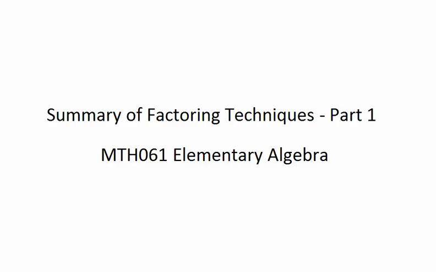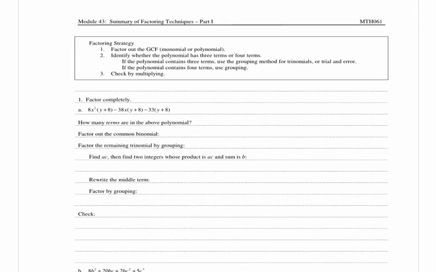In this video, we're going to look at a summary of factoring techniques. In number 1, it says factor completely. In A, we have 8x squared times (y plus 8) minus 38x times (y plus 8) minus 33 times (y plus 8). And the first question they ask is how many terms are in the above polynomial? And we have 3 terms in the above polynomial.